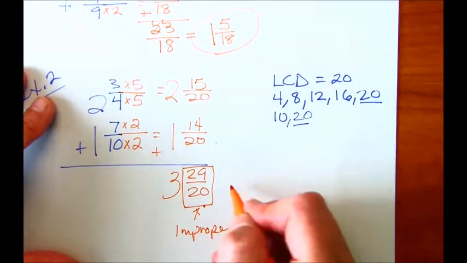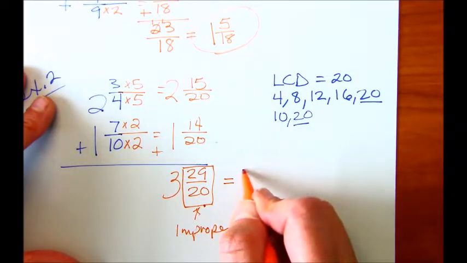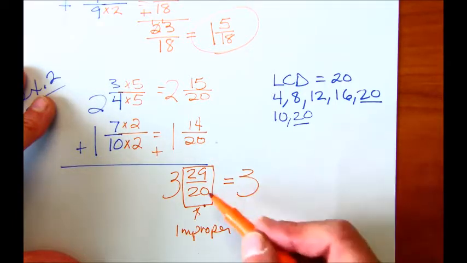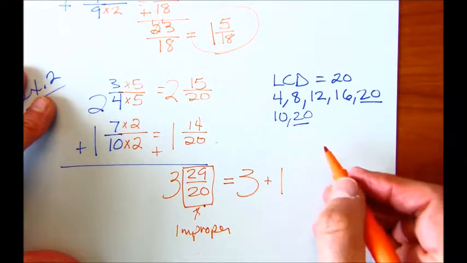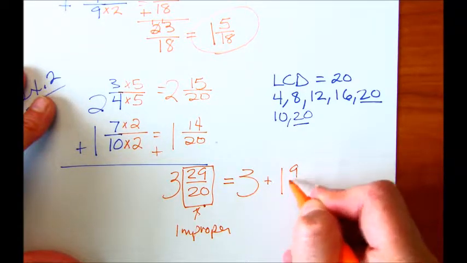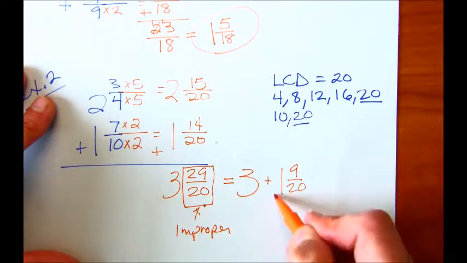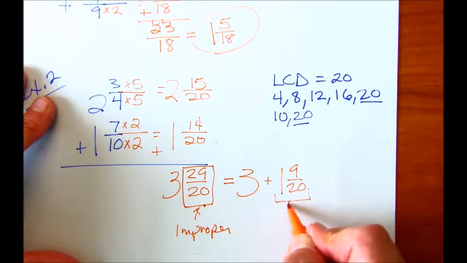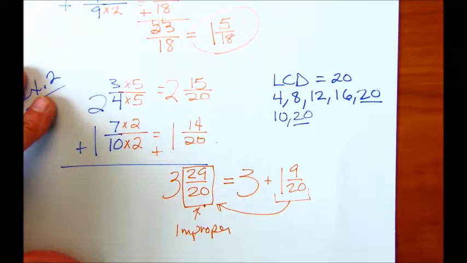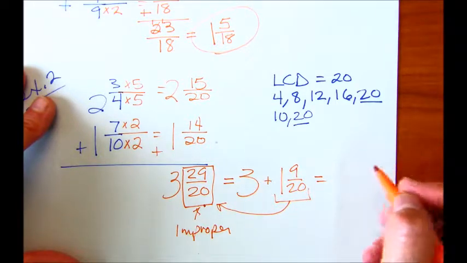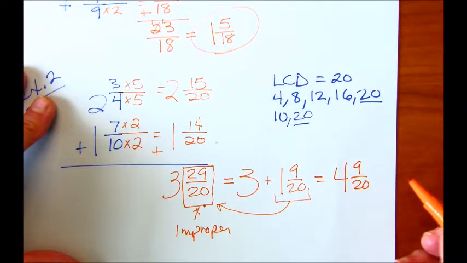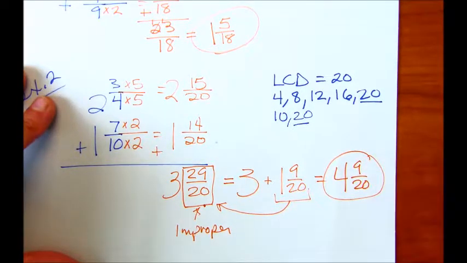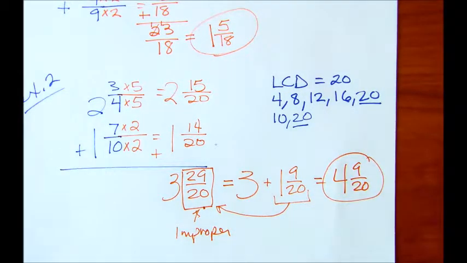Okay? And so I'll break it out for you. So here I'll just rewrite the 3. Now 20 goes into 29 one whole time, so I'm going to add 1, and then what's left over is 9/20. So this here, 1 and 9/20, is the same thing as 29/20. But now I want to condense it to make it one answer. 3 plus 1 is 4, and 9/20. And notice we cannot reduce that any further. So that's my answer.